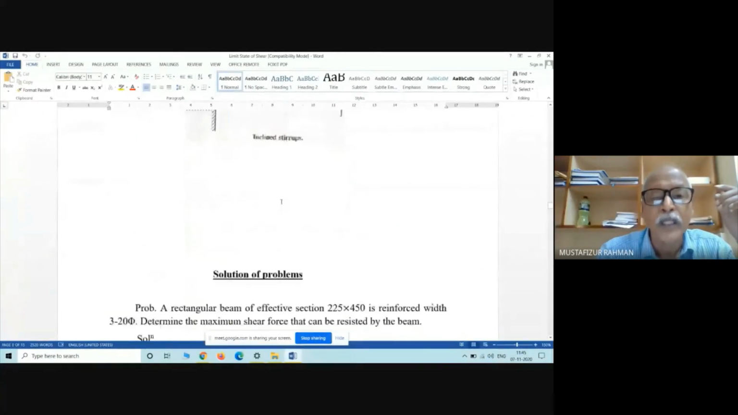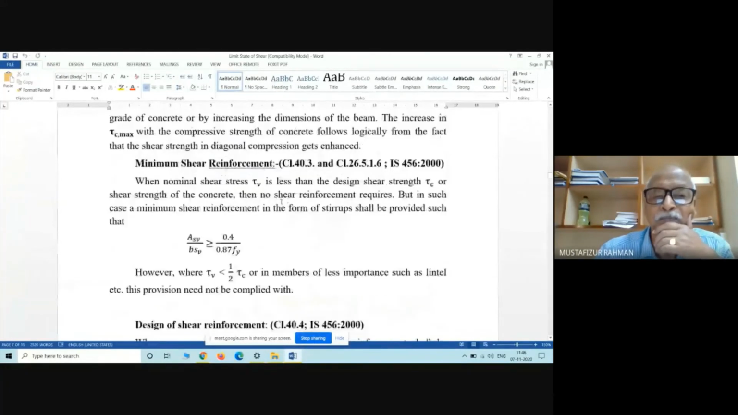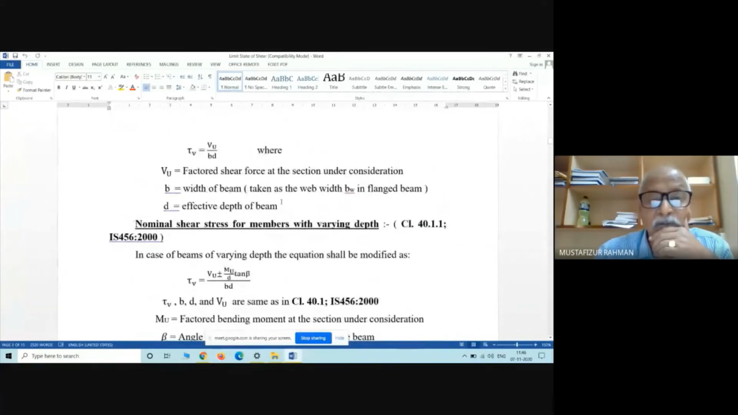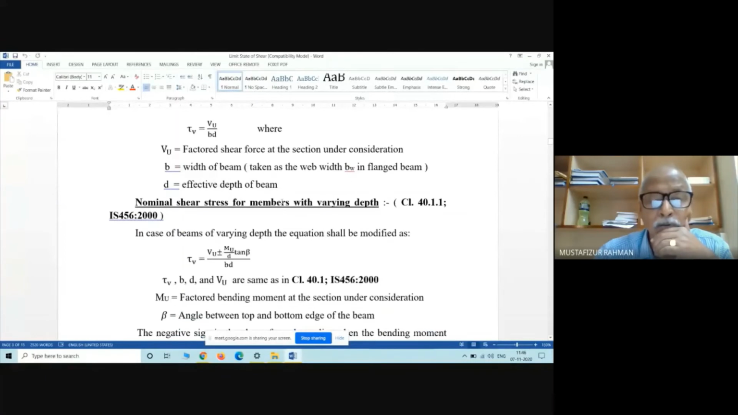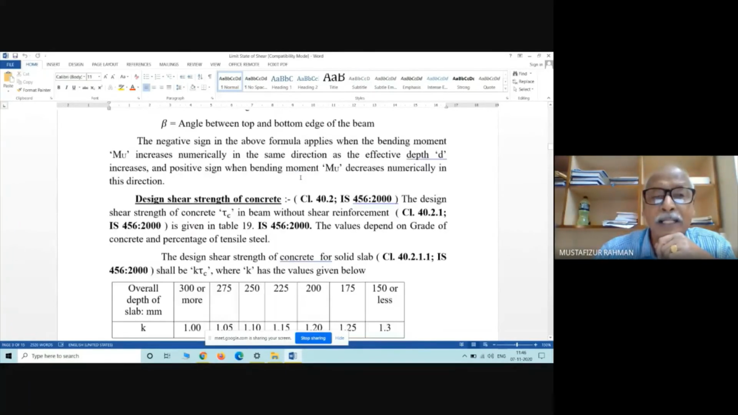Now, how to design it? See here, these things I have told. Design of stirrups, I had not told, but some information I will give, the design for shear strength. So for design of shear strength, we have the shear force, so we will be able to find out the nominal shear stress. Nominal shear stress is equal to the maximum shear force divided by the effective section.